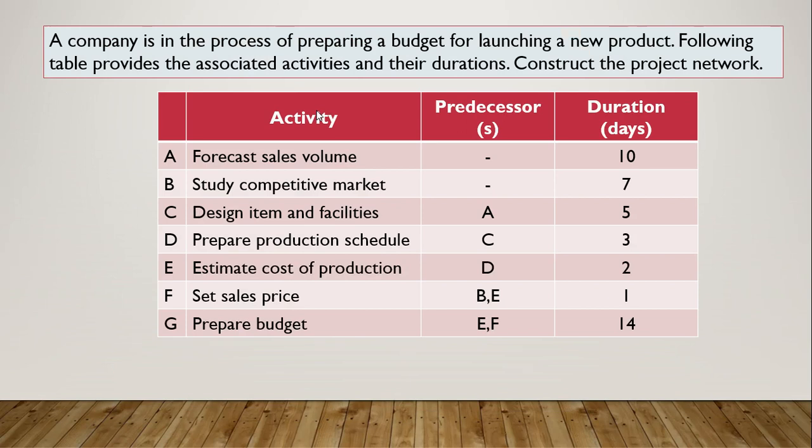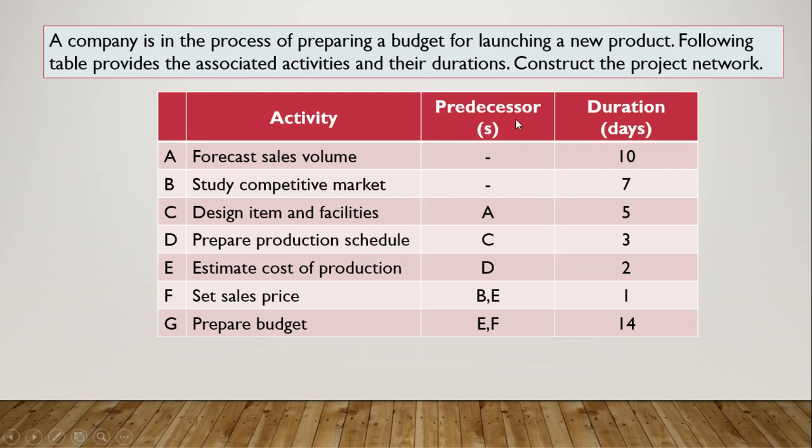Let's take an example. Suppose a company is in the process of preparing a budget for launching a new product. The following table provides the associated activities. These are the labels for the activities. There are 7 activities here. These are the durations, of course, in days, and these are the predecessors.